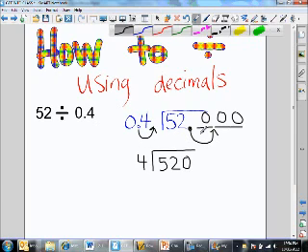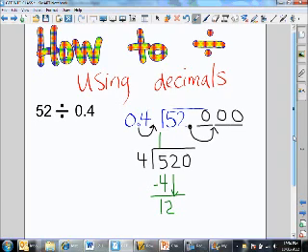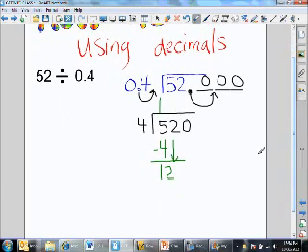Okay? So, how many times can 4 go into 5? Tell your neighbor. Goes in once. So 4 goes into 5 one time. So 1 times 4 is 4. 5 minus 4 is 1. Then we bring down the 2. Now, how many times can 4 go into 12? Tell your neighbor. Should have said 3. So 4 times 3 is 12. And then you're doing 12 minus 12, which is 0.